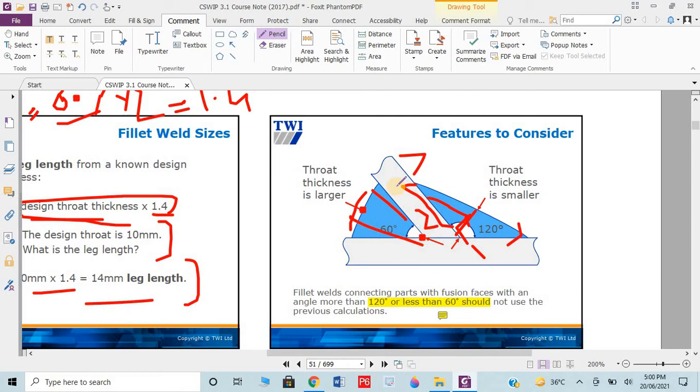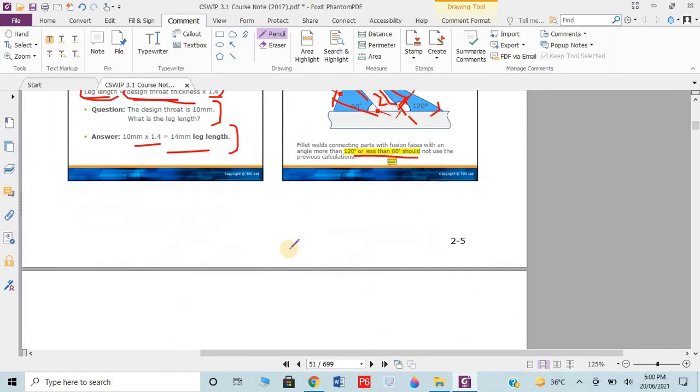Now the throat thickness increases if we decrease the angle of plate B or the weld metal below 60 degrees. I hope you got this point. This is also an important point from the examination point of view. More than 120 degrees, throat thickness is smaller. Less than 60 degrees, throat thickness is larger or more.